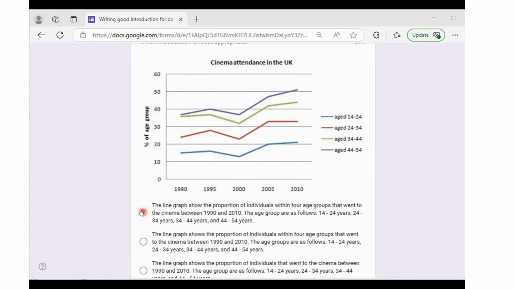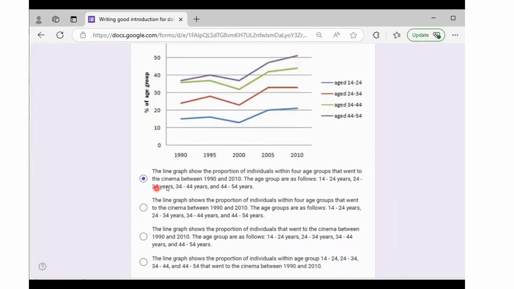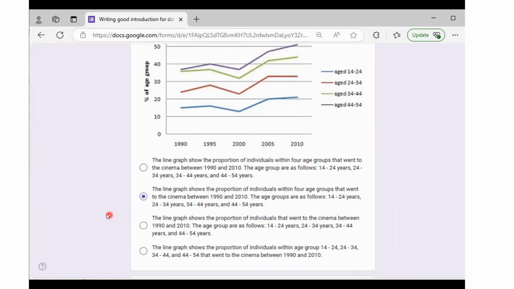Let me pick 1 for now, except I see another option that looks like this. Now let's check. Number 2 says the line graph shows the proportion of individuals within 4 age groups that went to the cinema between 1990, just exactly like the first sentence in option A. The age groups, now this one they put S. Can you see the difference now? This second one looks more appropriate than the first one because of the lack of S in the first. So I'll change my answer to option B.